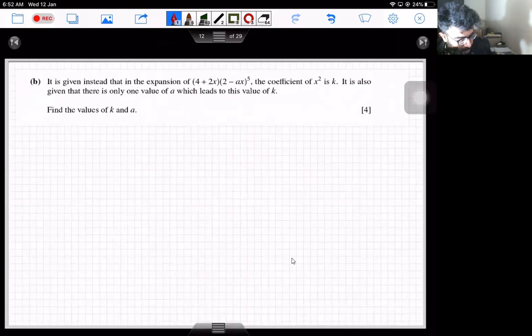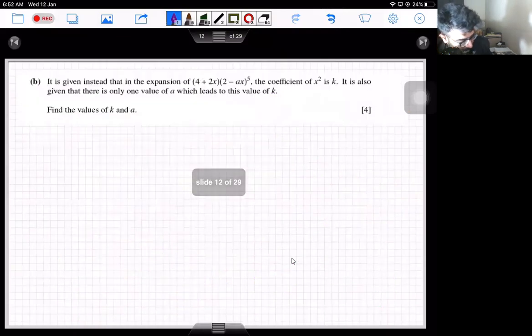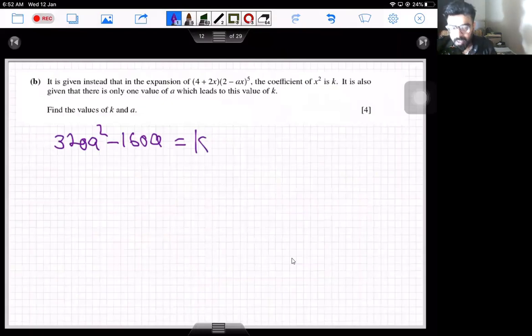All right, so first of all, what you know is that the coefficient of x square in the expansion of 4 plus 2x multiplied by 2 minus ax whole thing raised to the power 5, the coefficient of x square in terms of a is actually this. The coefficient of x square is actually 320a square minus 160a. Now this 320a square minus 160a is actually equals to k, where k is unknown. Now what do they actually mean by this thing? That it is given that there is only one value of a which leads to the value of k.